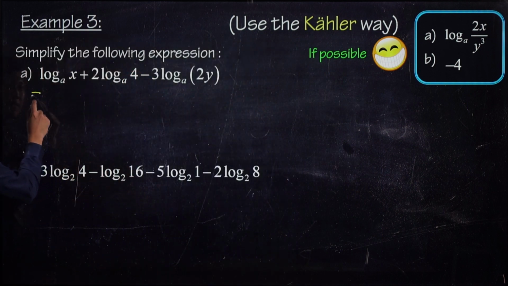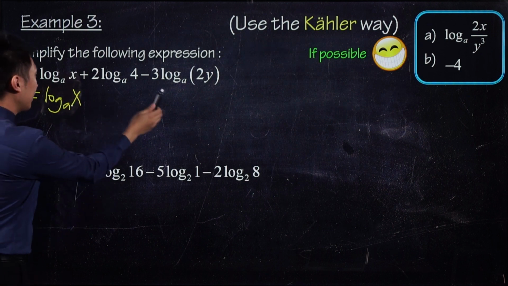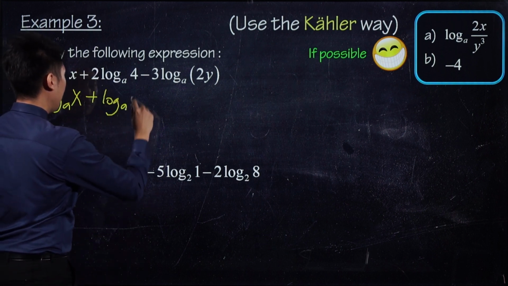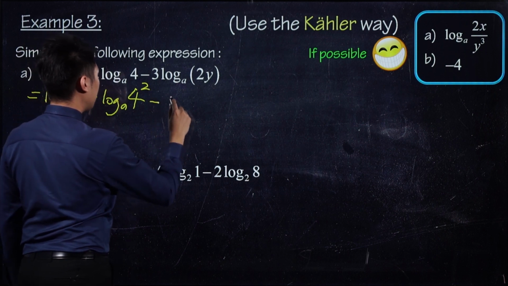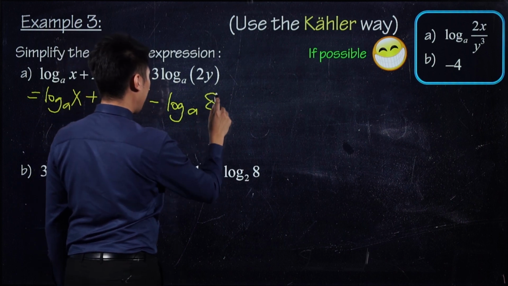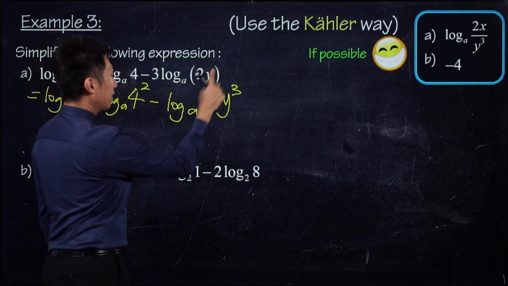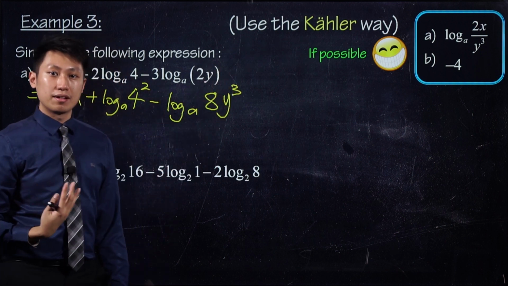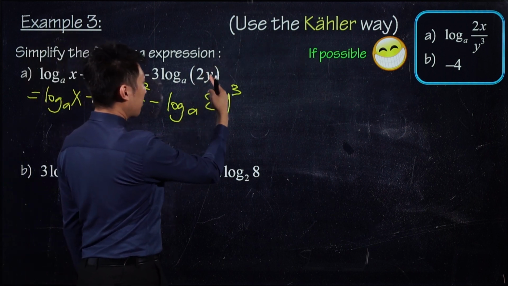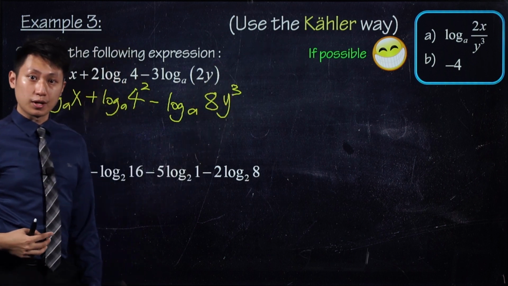So now first step, remember, log ax. Then here I want to get rid of the coefficient, so I put plus log a 4 squared, then minus log a, this one 3, I put it in, becomes 8y to the power 3. The 3 you put in becomes power 3. Still remember the laws for index. It's 2 to the power 3 multiplied by y to the power 3. That's why I get 2 to the power 3, which is 8, y to the power 3. Get it?